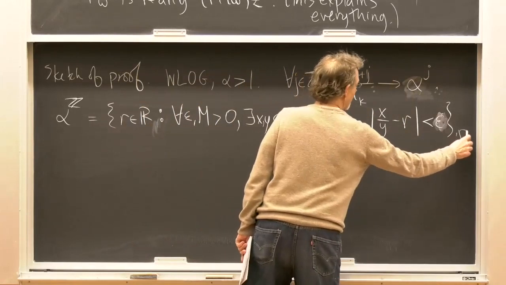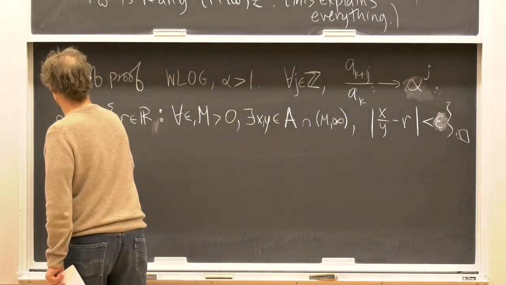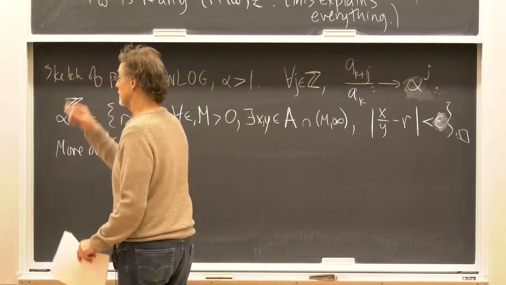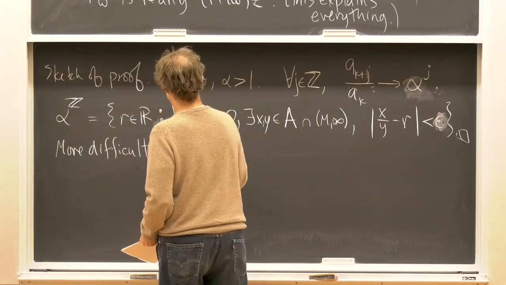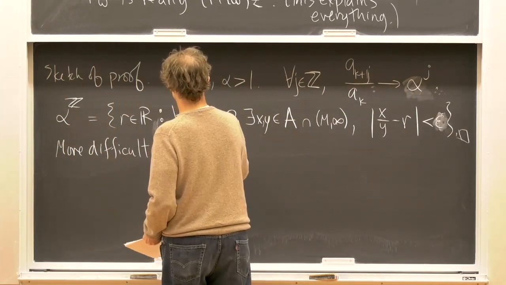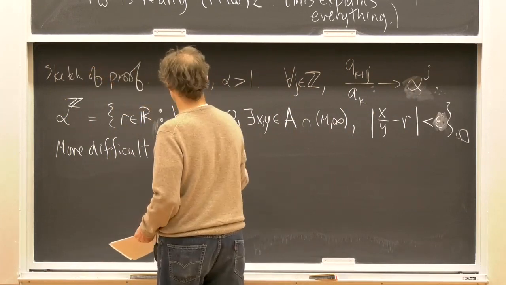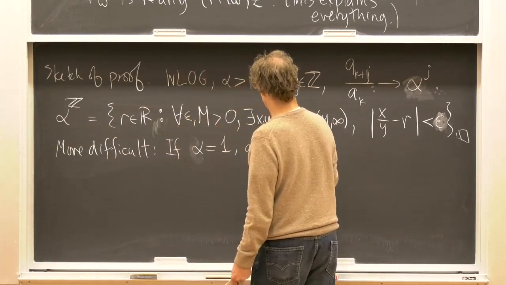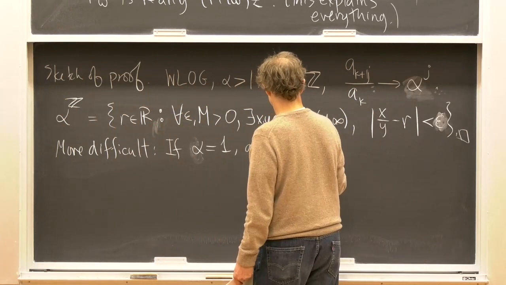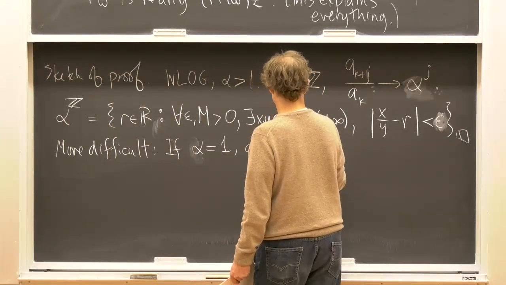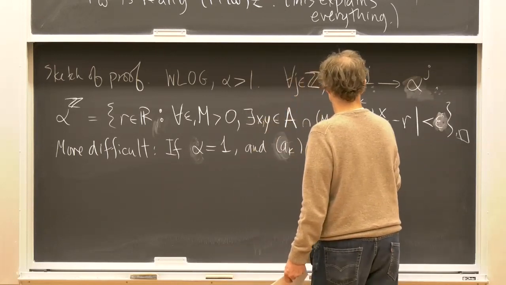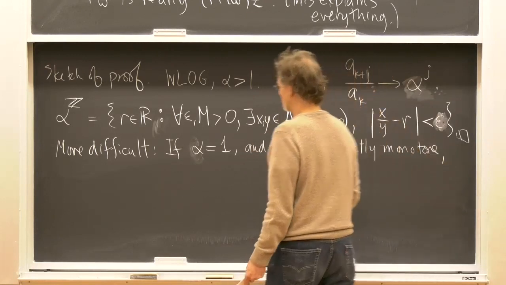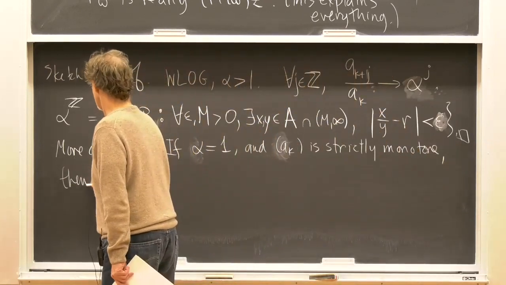So nothing much here. Much more difficult, and this is due to Hieronymi, so I don't include that really as part of this. If alpha equals 1, so in other words, if we're in the multiplicative version, and I think you have to say something like the sequence is strictly monotone or something decent. Again, I'm just trying to run off memory here. Then Z is definable.